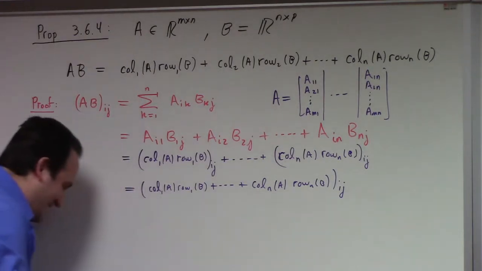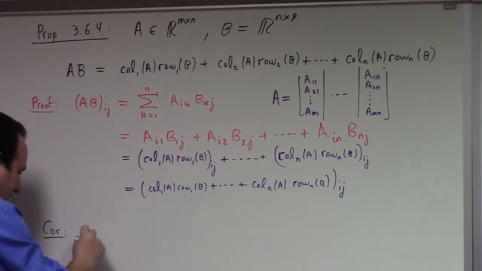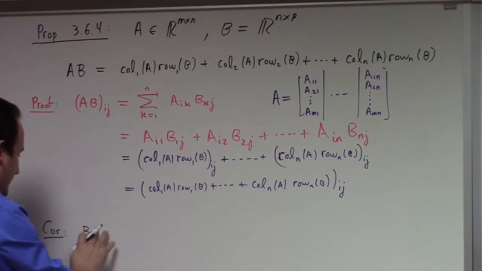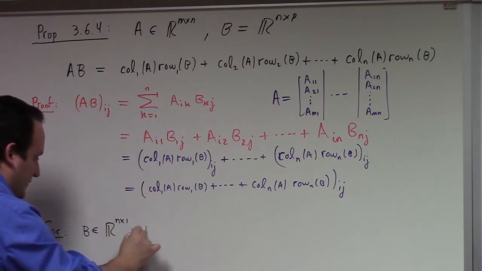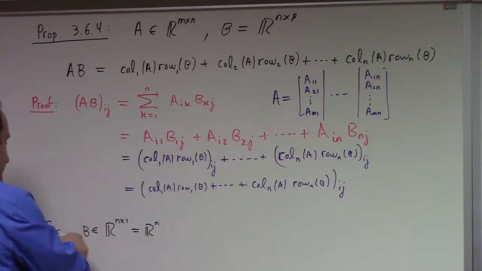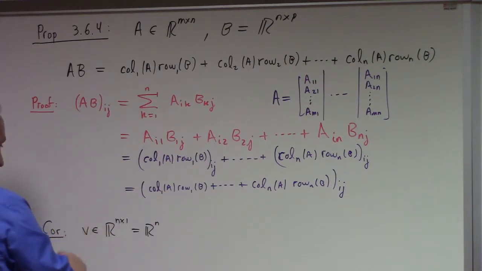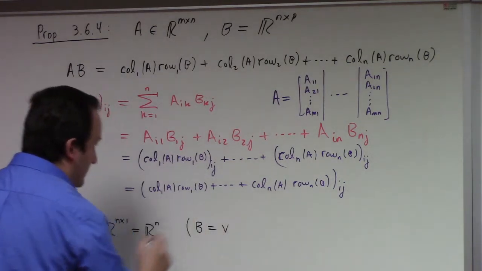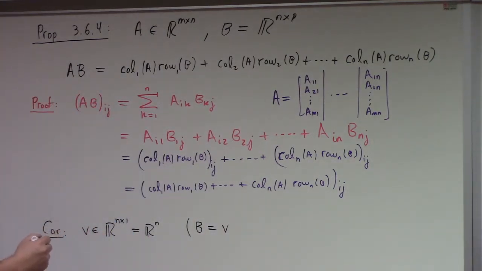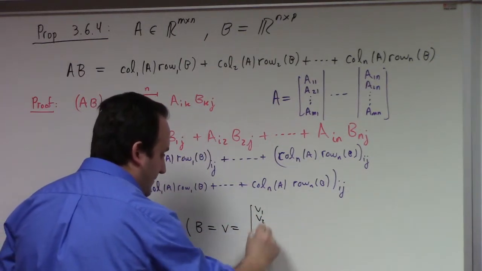So the corollary to this, which is interesting to us, is take the case where B is an element of just R^(n by 1), which we call R^n. I usually use x for that, honestly, or lowercase b. So I'm setting the big B equal to b. Excuse me. So that means that that's v1, v2, and so on, vn.